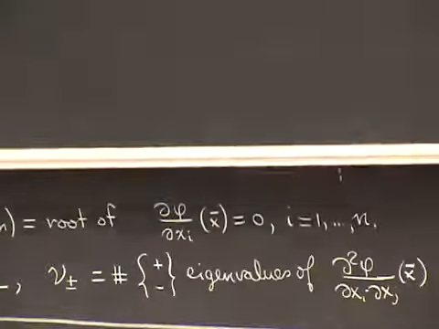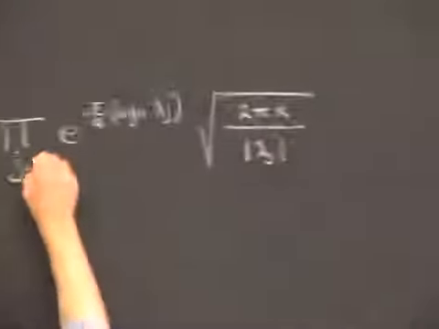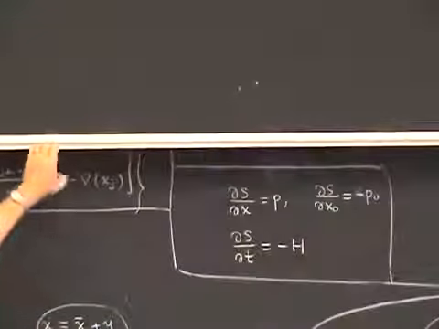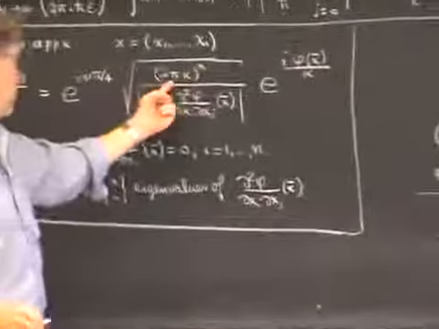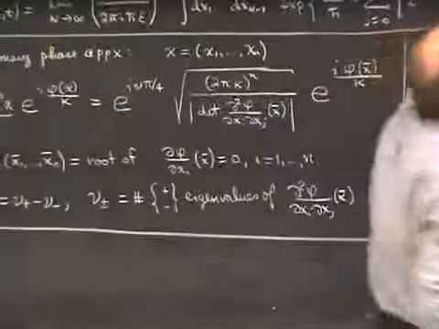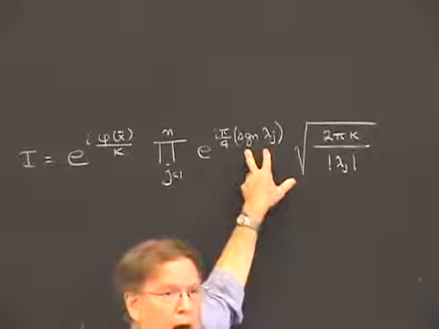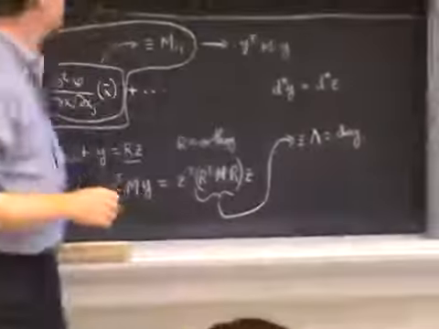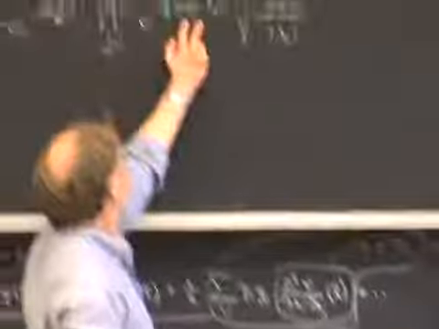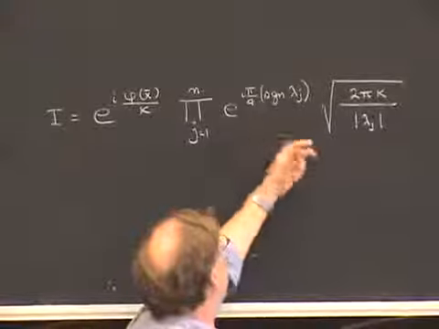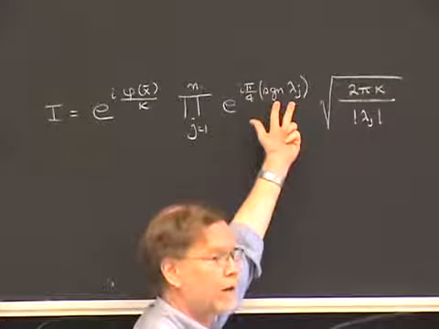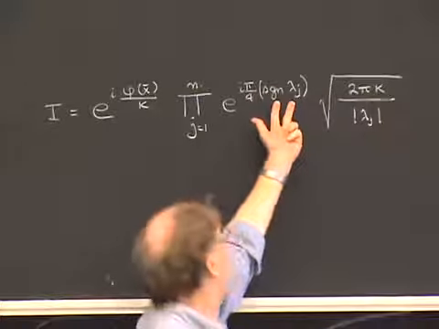As far as the product of the 2 pi kappa, since there are n of these, as opposed to 1 at the end, this is going to give you 2 pi kappa to the n. And that explains this factor here under the square root, right there. And as far as the product of the signs of the eigenvalues, they are either positive or negative. We will assume this matrix is non-singular. And so the product of the signs times e to the i pi over 4 is just equal to e to the i pi over 4 times the number of positive eigenvalues minus the number of negative eigenvalues.